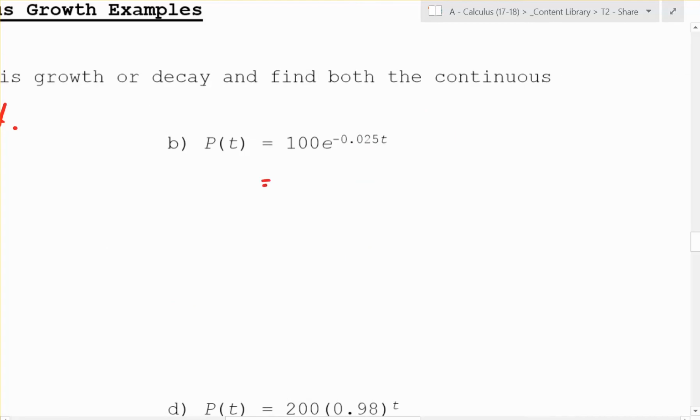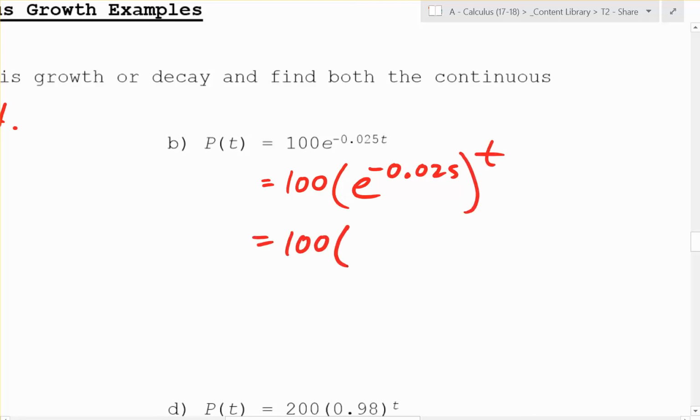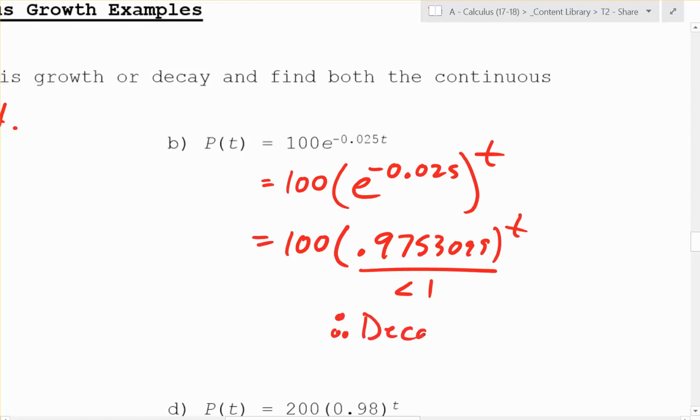So let's do one more of these. So we're going to translate this. This is the same thing. So this is e to the negative 0.025, to the t. I haven't changed anything. I'm just rewriting it. So if you do e to the negative 0.025, you end up with 0.9753099 to the t. Well, this is less than 1, so therefore it is decay.